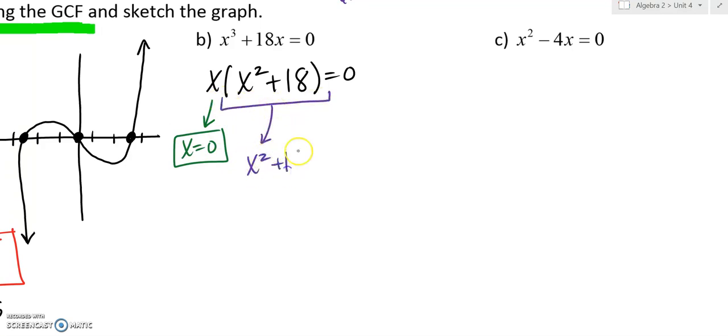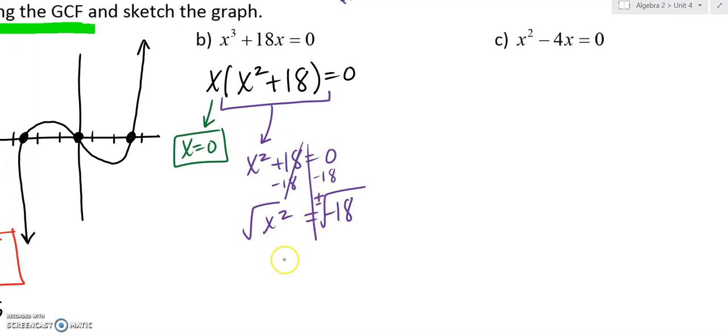I have x squared plus 18 equals 0. I want to get x by itself, so I need to subtract 18 over to the other side. Then I need to square root both sides. When I am inserting my very own square root, I have to do my plus or minus. So I get that x equals plus or minus the square root of negative 18.